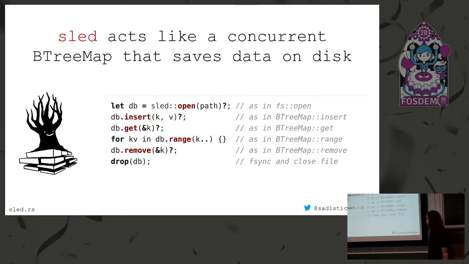It's a pretty simple API. It looks like a B-tree map, except you never need a mutable reference to it. You can open it as if it were a file. You can insert things, you can get things, you can iterate, remove things. When you drop it, it fsyncs. And it also fsyncs periodically. And it basically acts like a B-tree map from bytes to bytes. And it also handles all of the multi-threaded issues and reliability issues if you crash. So it basically is just like a better map.